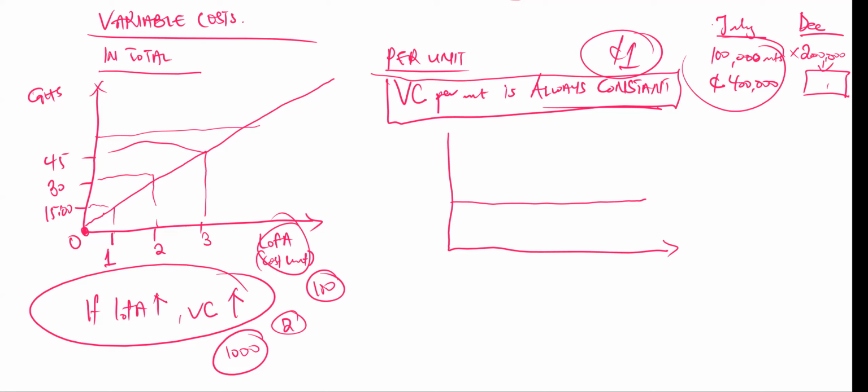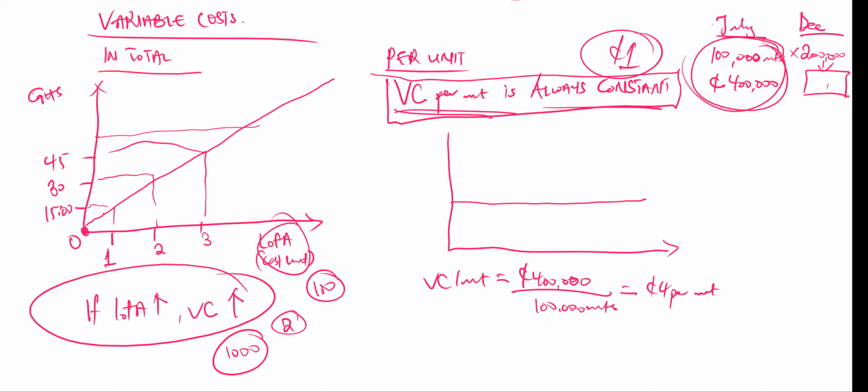So basically, because I know this is constant, I can easily find it, right? So I can get my variable cost per unit, which becomes what? My total variable cost of 400,000, which was available for how many units? 100,000 units. Because I know this is constant across all levels, irrespective of the level of activity, this will be 4 cedis per unit. That means for every unit produced, variable cost is 4 cedis. Even if I produce 50,000 units, variable cost will still be 4 cedis per unit.